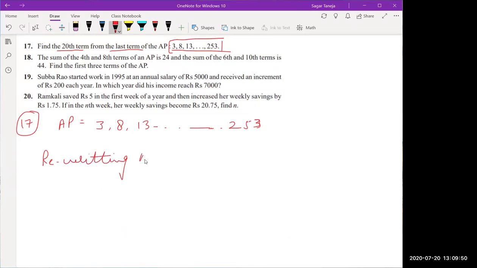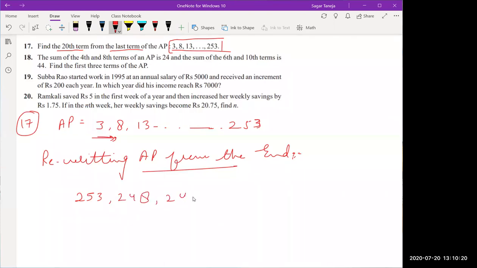Writing the AP from the end. Just write the AP from the last term. 253 is the last term, make it your first term. See, this way the numbers are increasing, the values are increasing. And if you start writing from the last, then the value will decrease. And what is the difference here? The difference is 5. So the value will get increased by 5. And in this way, the last term will be the first term.